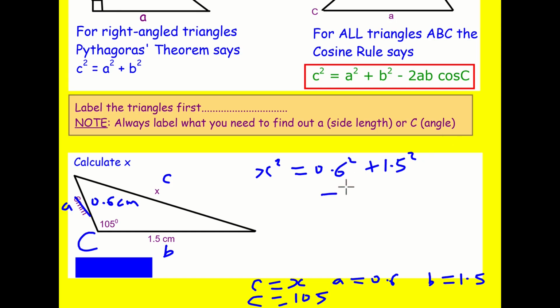I'm going to have to go onto another line. Minus 2 times 0.6 times 1.5 times, but I don't need to put the times in for this one, cos 105. And this might be the first time you've seen cos found of an angle above 90. That is okay.